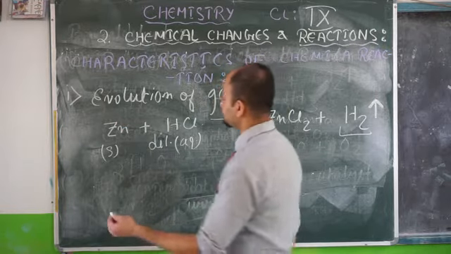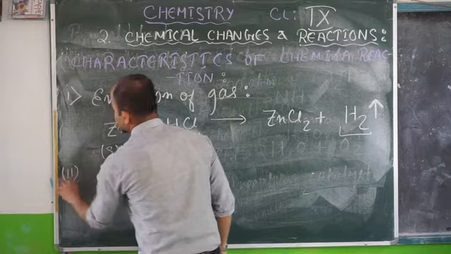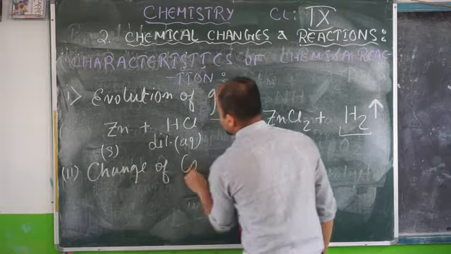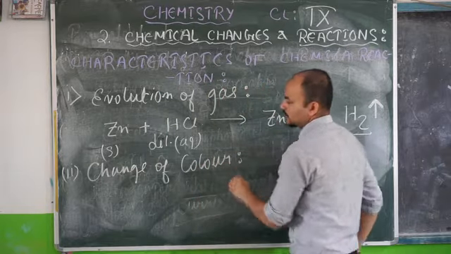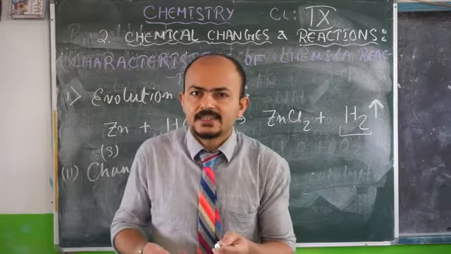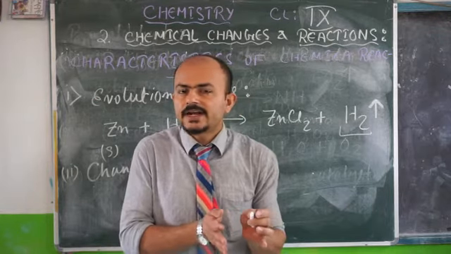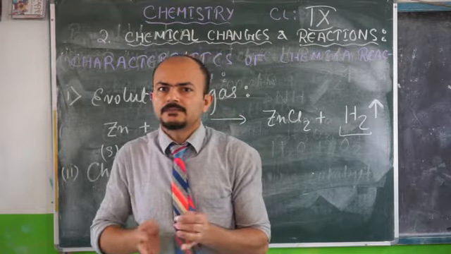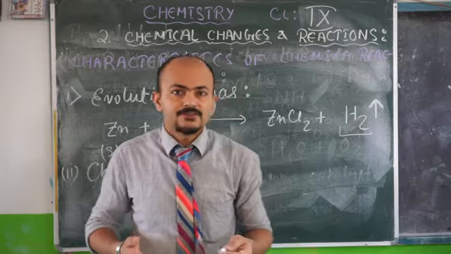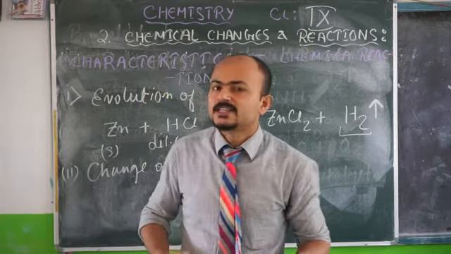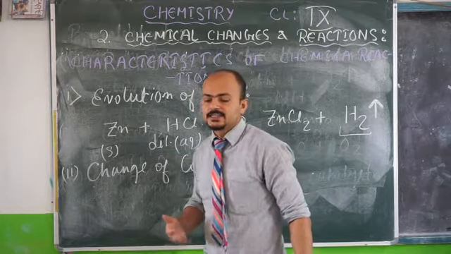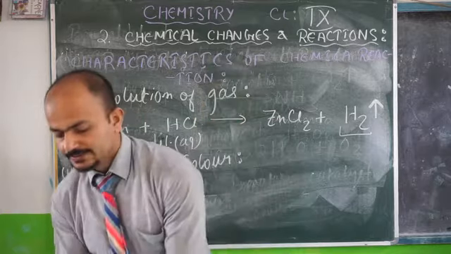Okay? The second one is change of color. You reacted some substances and they had some different color at the beginning. Now after some time, you observe that there is a change of color. Such changes also tell us that a chemical reaction has taken place. Okay? Let me write this reaction then.